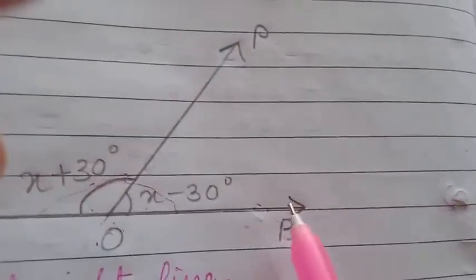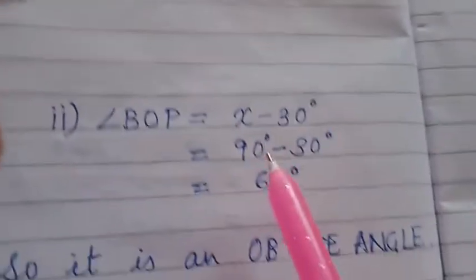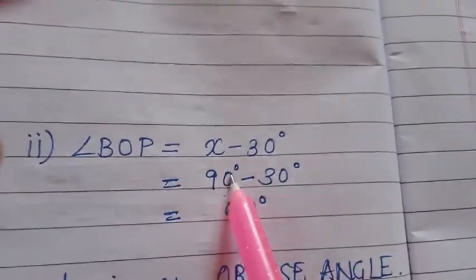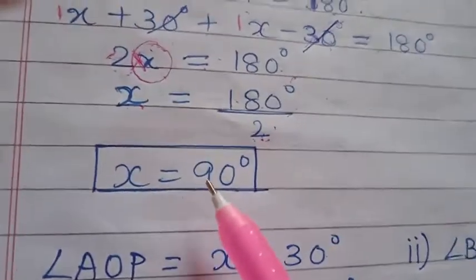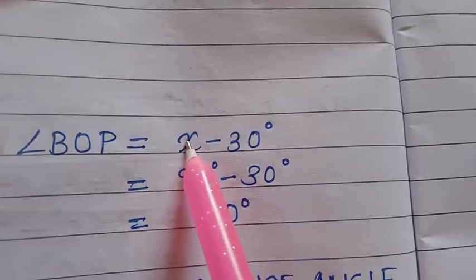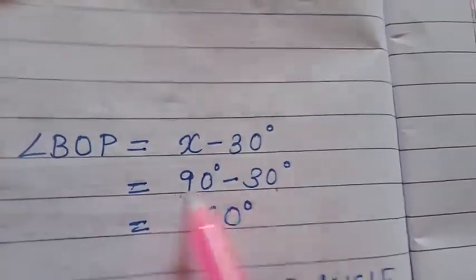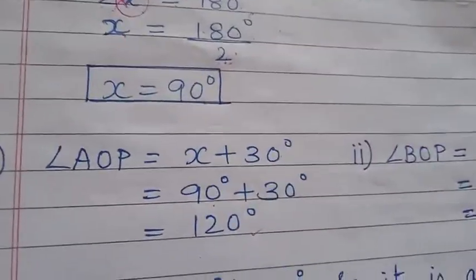Similarly, find angle BOP. Angle BOP is x minus 30 degrees. What is the value of x we have got? The value of x is 90 degrees. So substitute the value of x here: in place of x, write 90 degrees minus 30 degrees. So 90 minus 30 is 60 degrees. The second question is done.